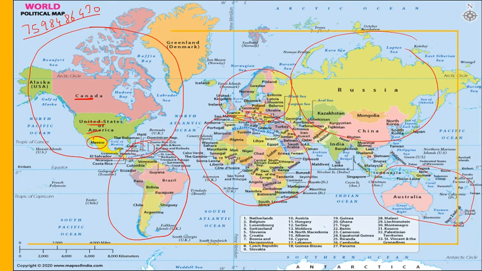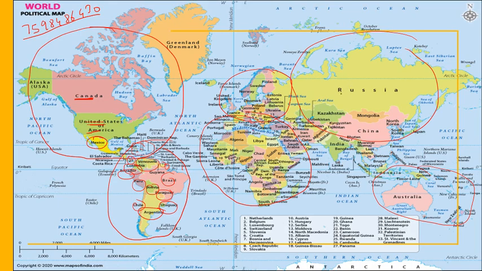Coming to this, there is South America here. You can see countries like Argentina, Uruguay, Paraguay, Brazil, Bolivia, Chile, Peru, Ecuador, Colombia, Venezuela. Then you have countries like Suriname, French Guiana, etc. Then you have the country Panama here. So these are all the countries in South America.